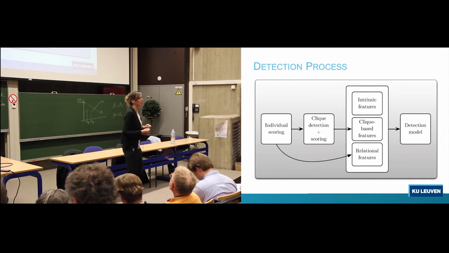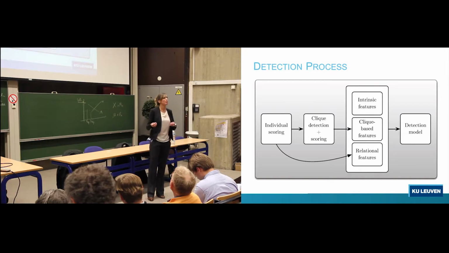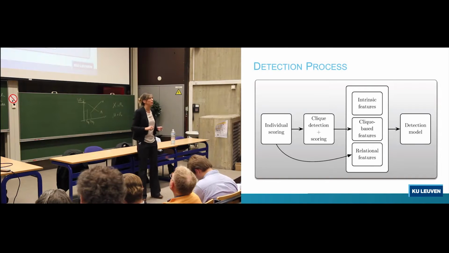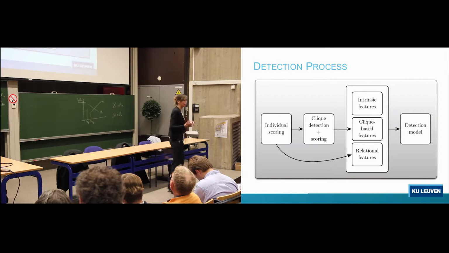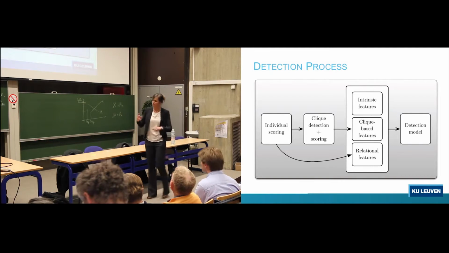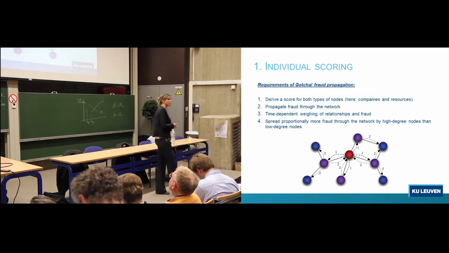In a second step, we're going to detect the cliques, and using the individual scoring, we're going to score the cliques. And then we're just going to move towards traditional data mining. So that means we're going to extract features and we're going to derive a model. Now let me go through it step by step. So the first part is individual scoring.